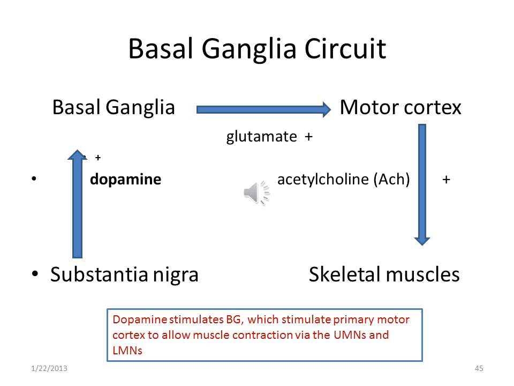This slide presents a very simplified basal ganglia circuit. There's one in your book that's more complex than this, but I suggest looking at this one in order to make sense of it. Start at the bottom left part of the slide with the substantia nigra, which you know is in the midbrain. The substantia nigra releases dopamine, which has a stimulatory effect on the basal ganglia. The basal ganglia then stimulate the primary motor cortex with the neurotransmitter glutamate, which in turn causes contraction of skeletal muscle by way of upper motor neurons and lower motor neurons. As you know, lower motor neurons release acetylcholine to cause contraction of skeletal muscle.